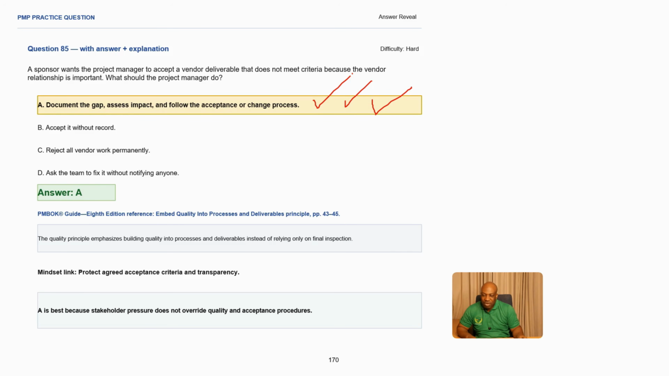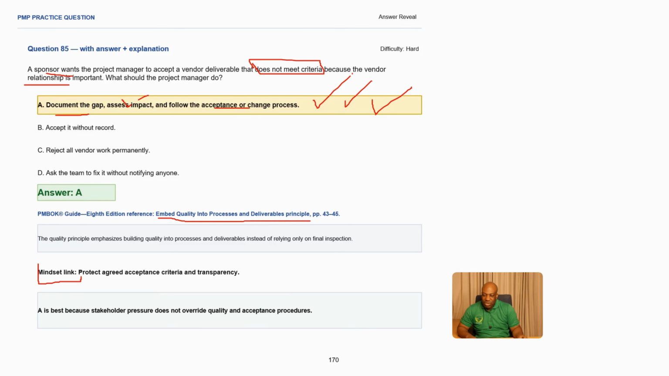Even if it's coming from a sponsor, you still need to document and assess. Even if you want to maintain a relationship with the vendor, you still need to document and also assess. You also need to go through the change process because this is a deliverable which is not meeting certain criteria, so you need to assess the impact of doing that. How do we link it back to our PM book? We have to embed quality into process and deliverable principles. And what is our mindset here?